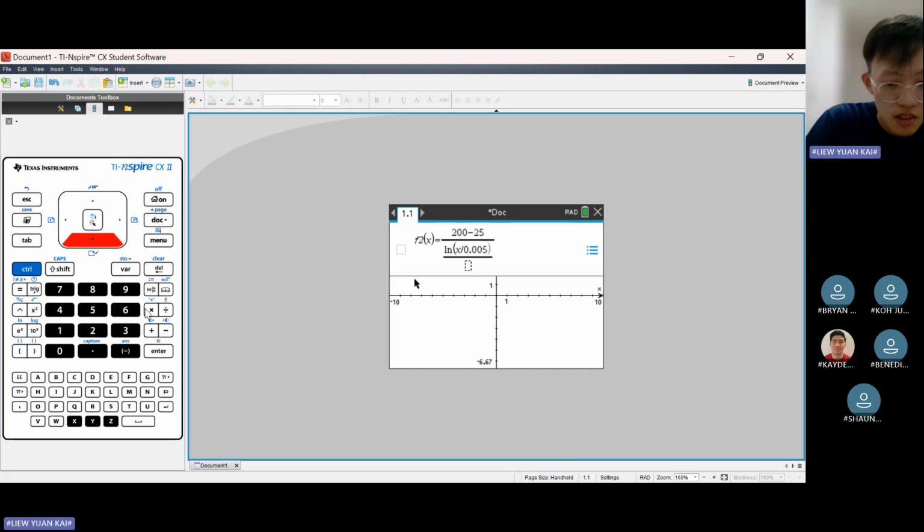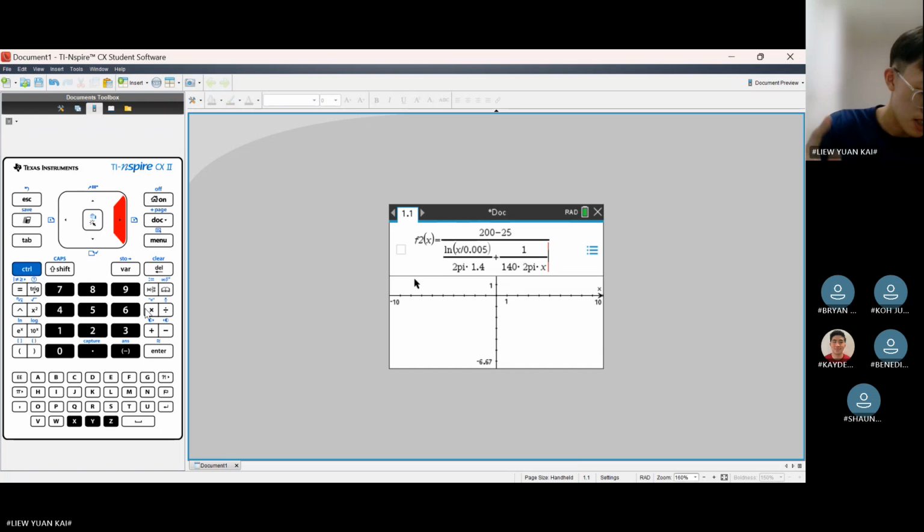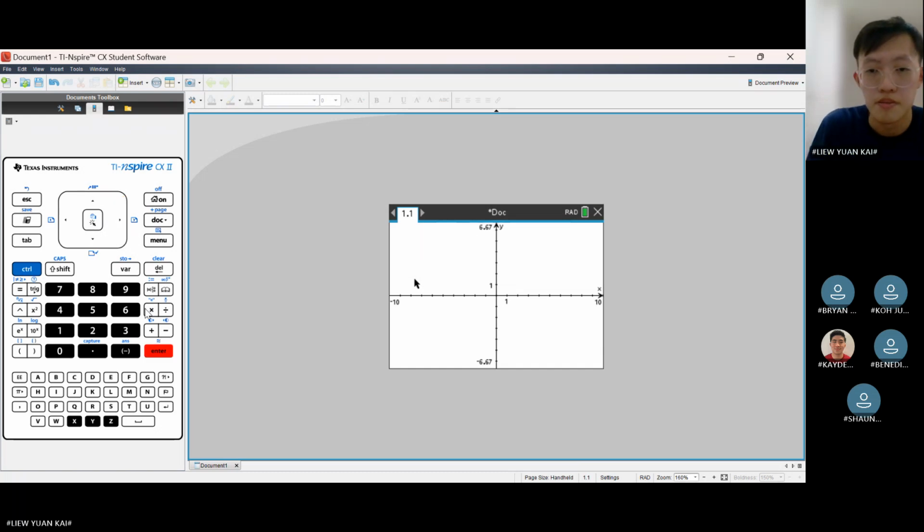And then this will be 2 pi times 1.4 plus the convective resistance, so 1 over H times the surface area, which is 2 pi X, right? Again, this is a variable. So let me check that. 200 minus 25, conductive resistance plus convective resistance.